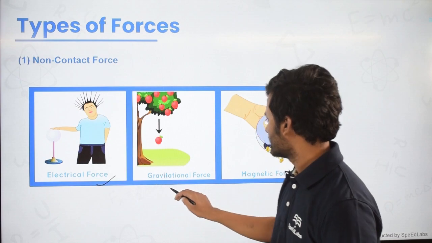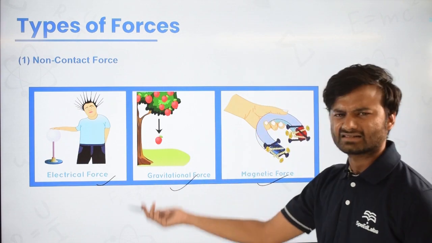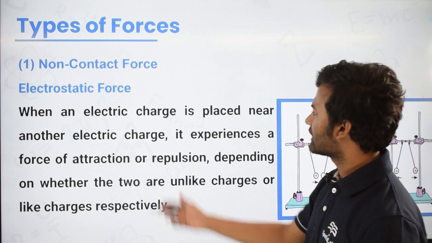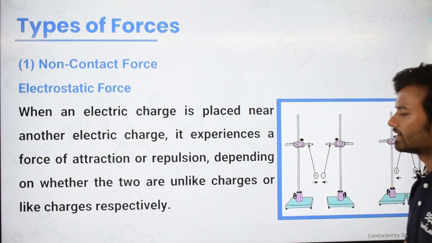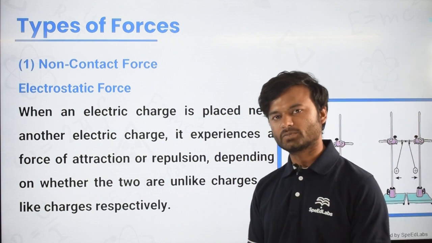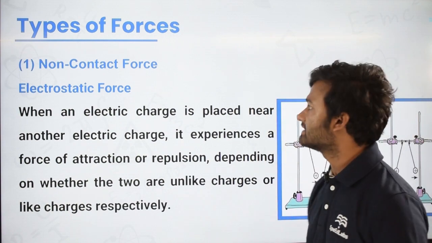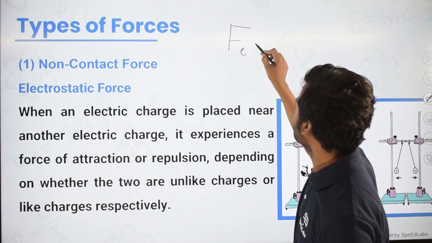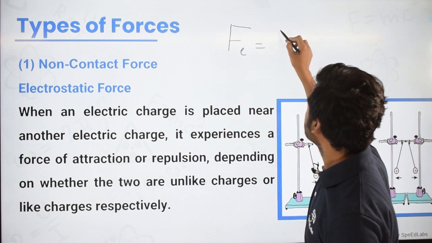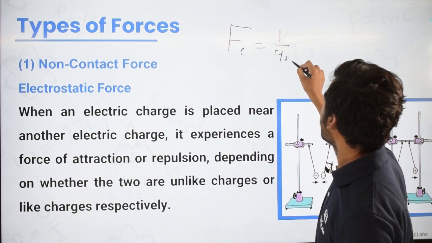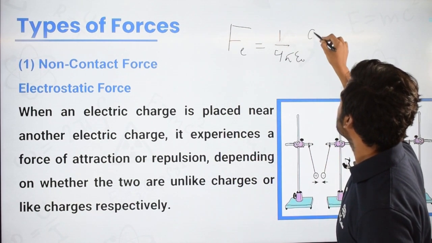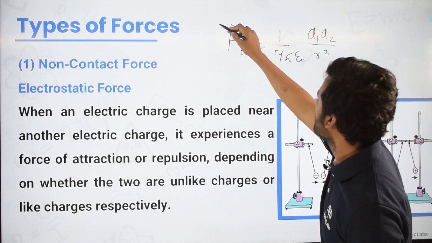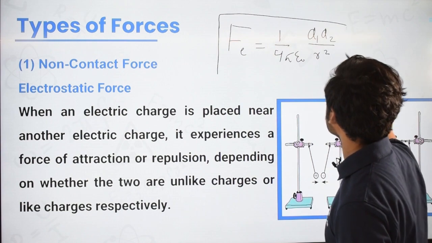Electrical force, gravitational force and magnetic force are all examples of non-contact forces. Understand? Okay. So basically electrostatic force, as I have discussed here, what is electrostatic force? It is the force between two charges kept at a certain distance. The magnitude of this electrostatic force Fe is equal to 1 upon 4 pi epsilon naught Q1 Q2 upon R square. This is the formula for electrostatic force.